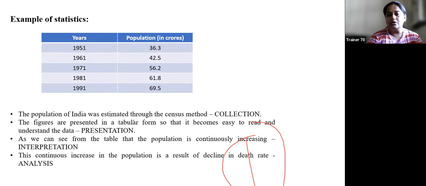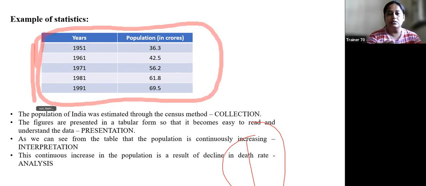So the population of India was estimated through the census method. Now, census, you might have heard the word जनगणना, or you can say census. So what is census? To count what the population of India is, a census is conducted every 10 years. For that, people go house to house and collect the data: how many members are there in the family, what they all do and everything. So this comes under the collection part.